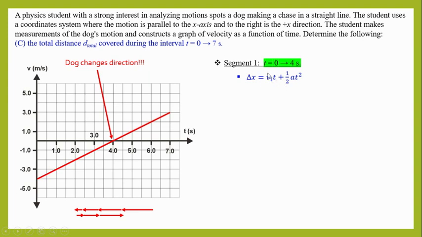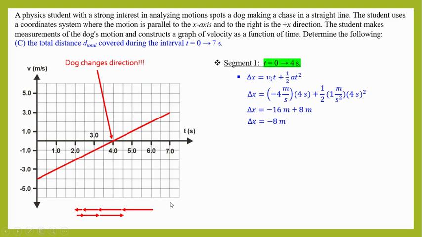Okay, so I'm going to go from 0 to 4 seconds because I know the dog is running leftward during that time interval. If that's the case, my VI is going to be -4, my time is going to be 4 seconds, A we found is 1, and then T here is going to be 4 seconds, and then the square is part of the function. So if you simplify all of this, you get -16 plus 8, and therefore that's going to leave us with an answer of -8.